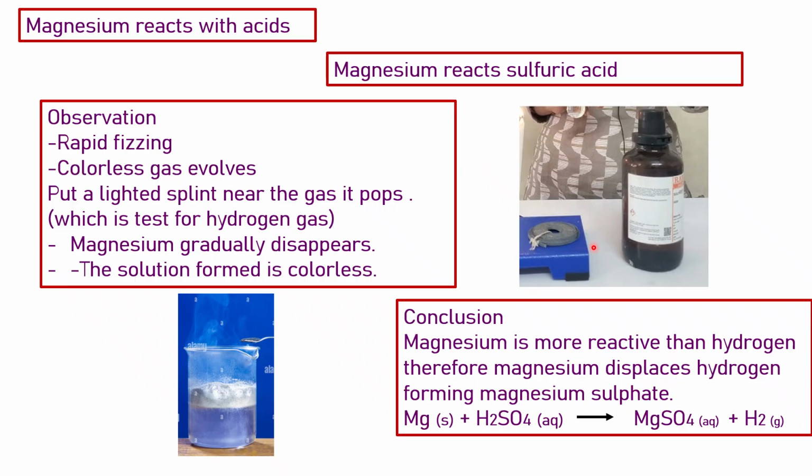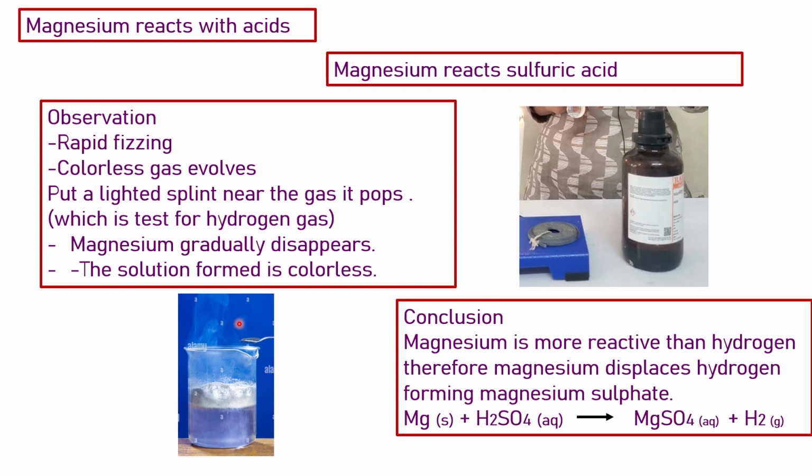Now, when you add magnesium, which is a metal, to some sulfuric acid in a beaker, you can observe the following. The observation is what we observe, what we see or smell or hear. First thing, there is rapid whizzing, which is a sound. And then there is a colorless gas which evolves.